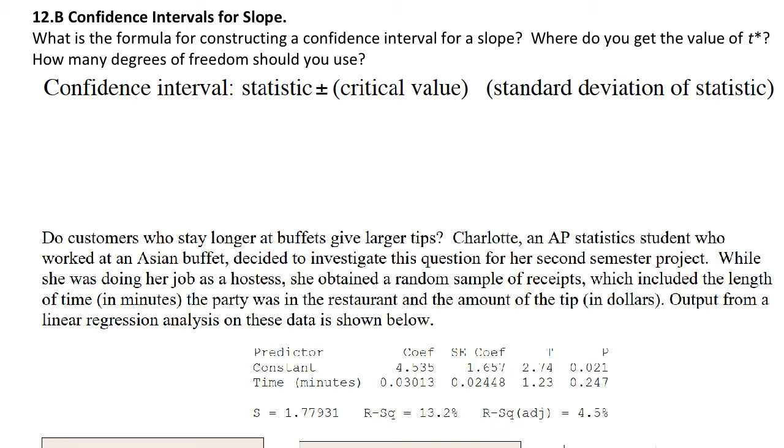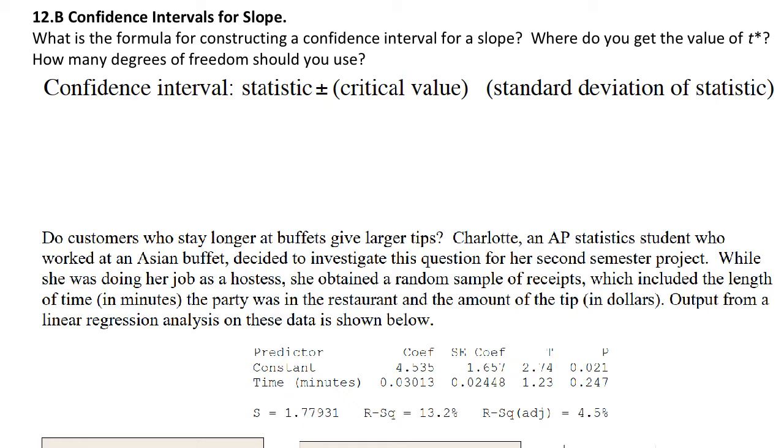Do customers who stay longer at buffets give larger tips? So what kind of study is that? Difference in means, difference in proportions, homogeneity, chi-square? It's like questions we've had, but it's not exactly any of the questions we've had. And so that's what chapter 12 is asking, that kind of thing.